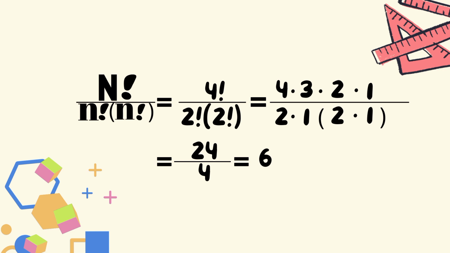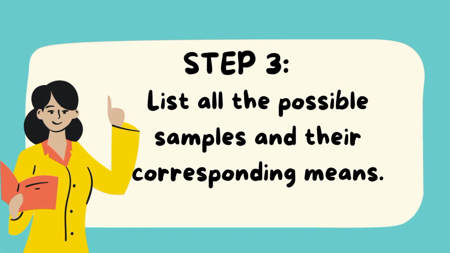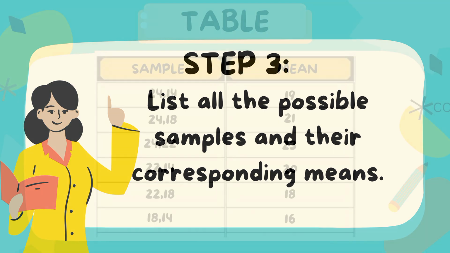Next step is to divide 24 by 4, and the result is 6. That's why our possible sample is 6. Step 3. List all the possible samples and their corresponding means.